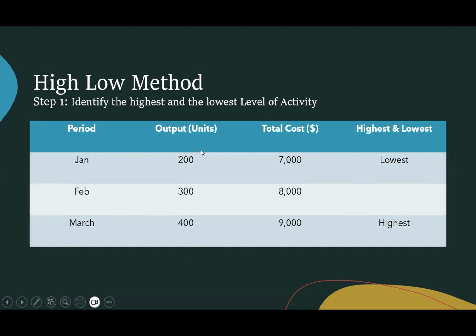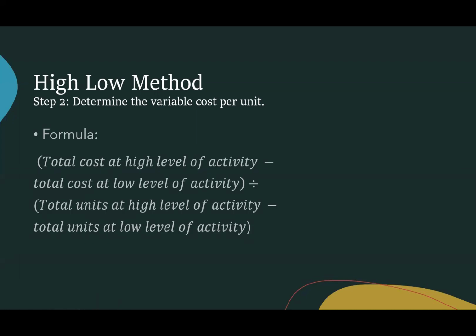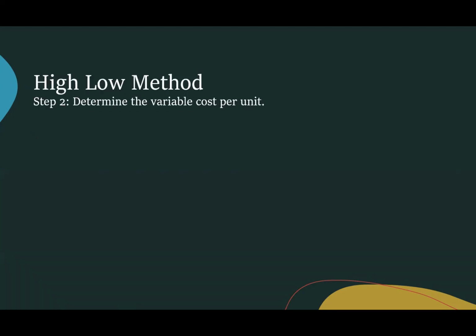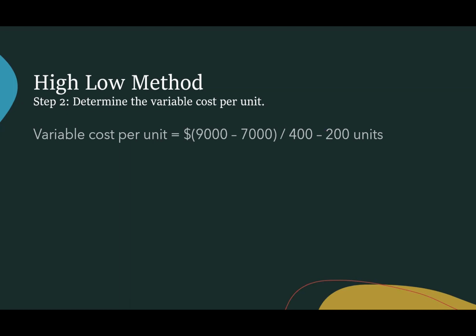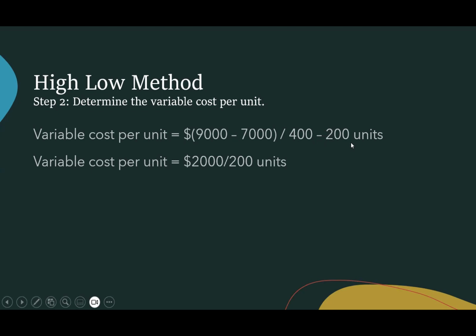Likewise, you also have to take the difference between the units, which is 400 and 200. So divide by the total units at high level of activity minus the total units at low level of activity. If I put it into the formula, as I told you, 9,000 minus 7,000 divided by 400 minus 200, you get 10 per unit. So that's the variable cost per unit.